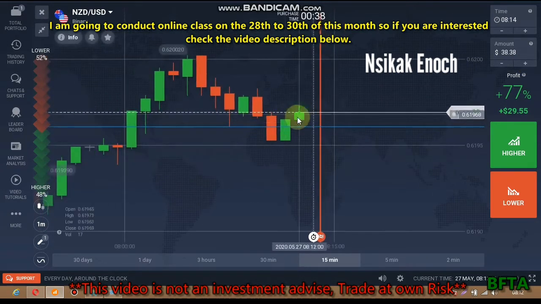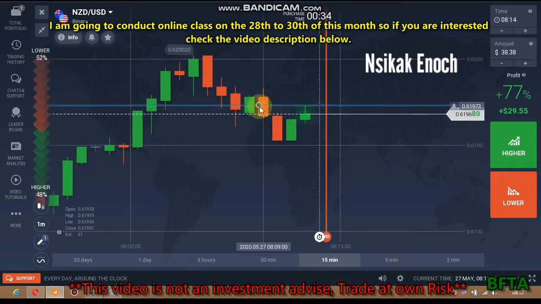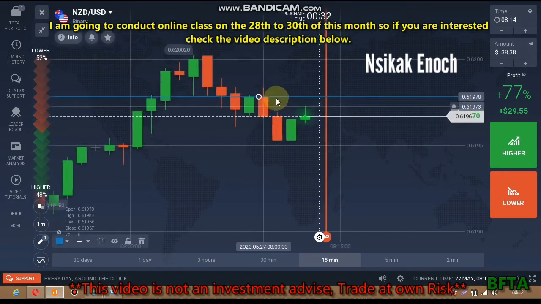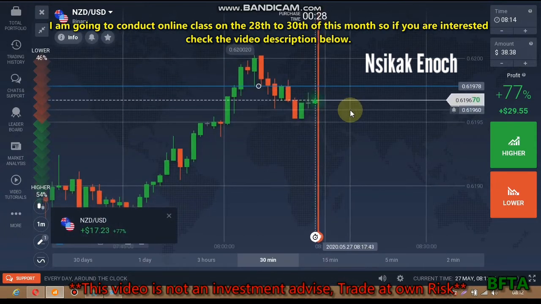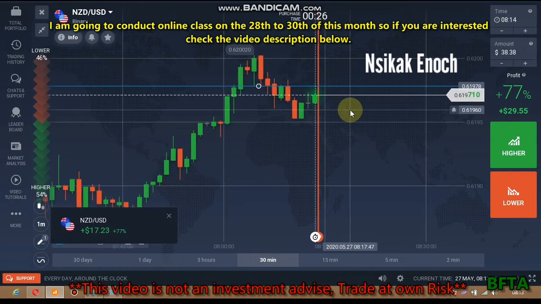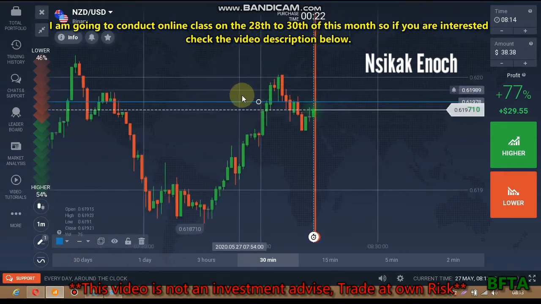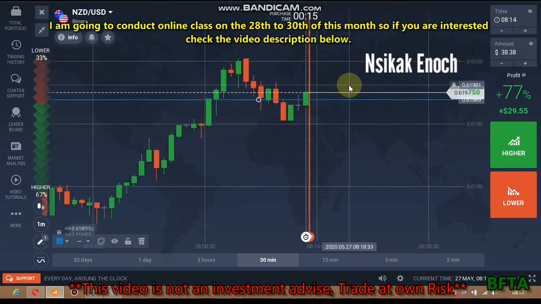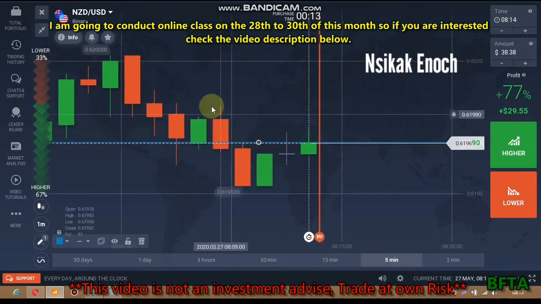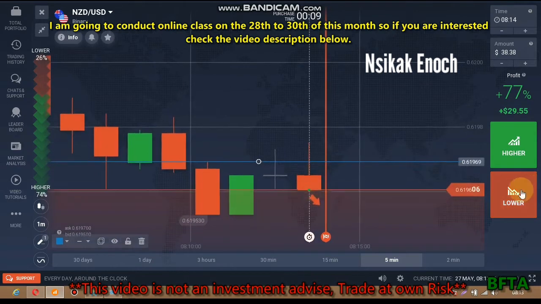Now the buyers entered very strongly. A doji candlestick. So we have the seller's level here. A doji candlestick, and this is downtrend. So I'm going to place put option, but this will be a late entry.